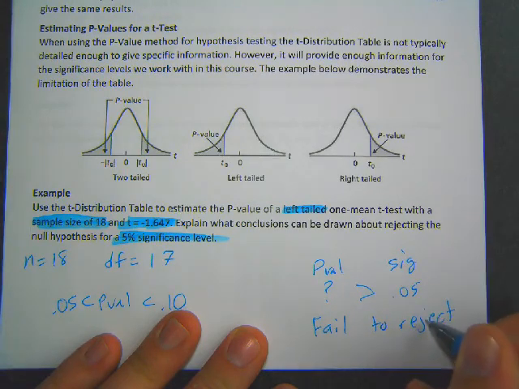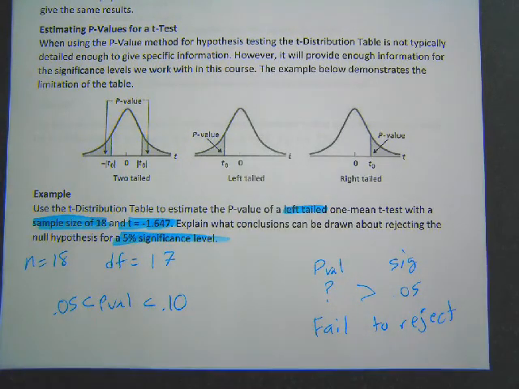So if you're using the table, you're not going to get a specific p-value. So if a homework question or a quiz question asked what is the p-value, the table's not going to give it to you. It's not going to be accurate enough, but it will let you figure out whether or not to reject or fail to reject. So you can do that.